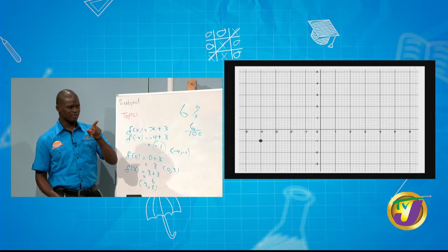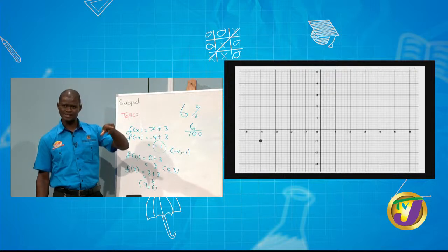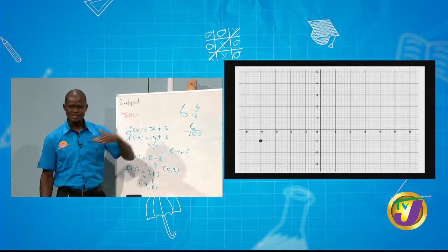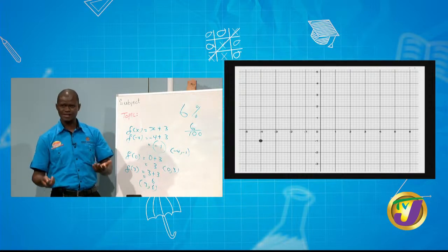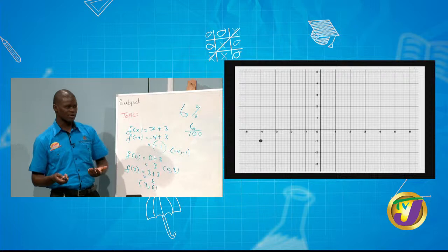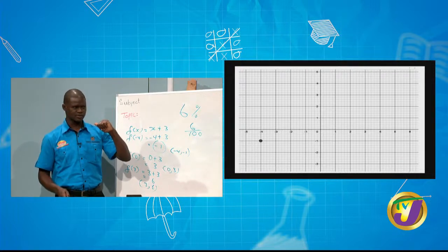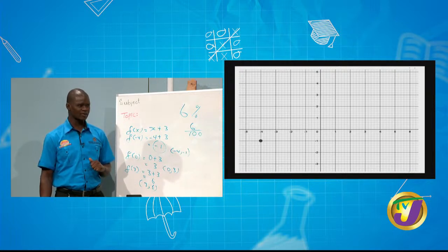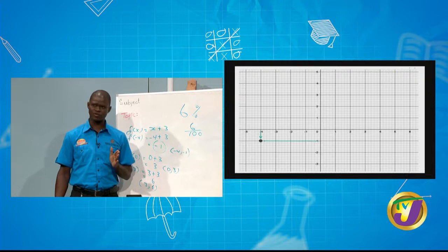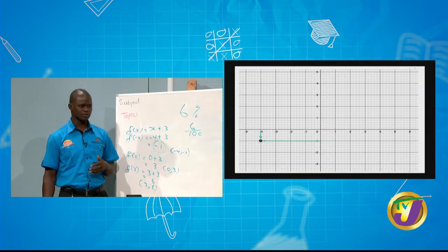So as was depicted before, we would first locate our negative 4, and that is on our x-axis, which is our horizontal axis, while our f of x axis, or your y-axis, as you would be more familiar with, would be your vertical axis. But we locate our x value first, and then we find our negative 1 on our y value, and that will be the location of our first point, which is negative 4 to negative 1.